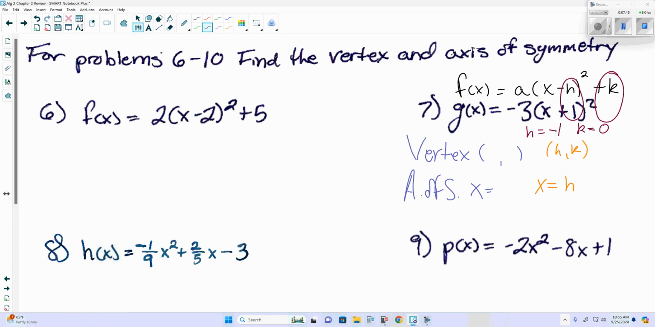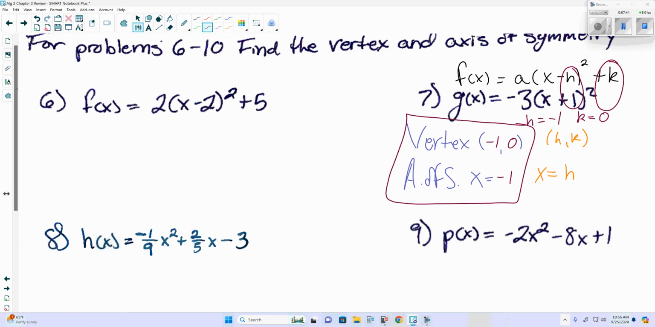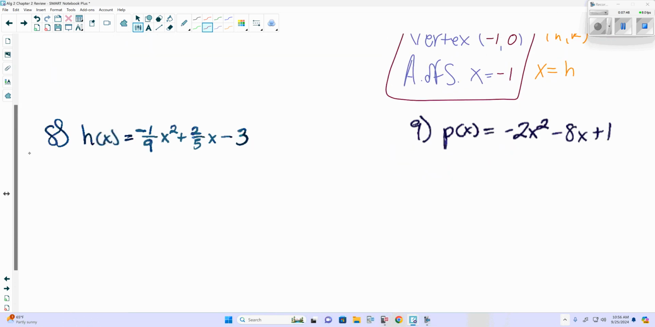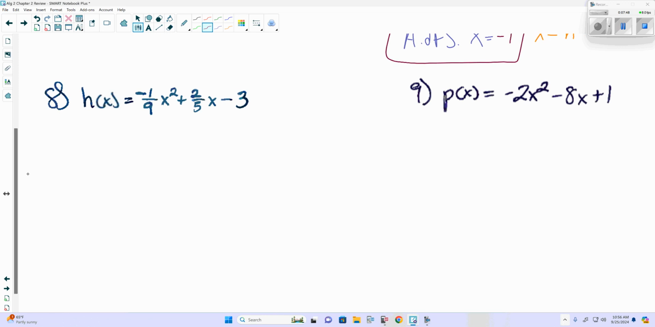So our vertex is h comma k, which would be negative 1, 0. Axis of symmetry would be x equals h, so x equals negative 1. And that is it. So again, I would keep referring back to those general forms to determine what we need. Questions on number 7? Okay. If we feel good with 7, we'll look at number 8.